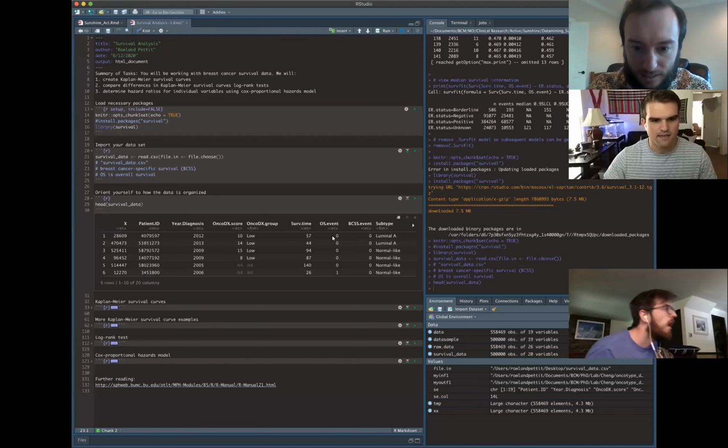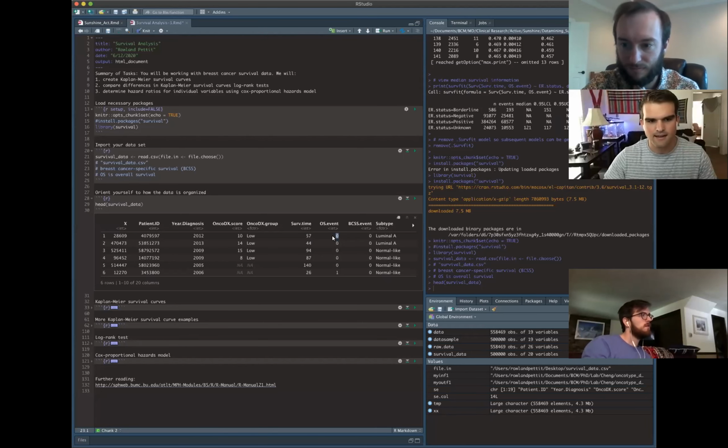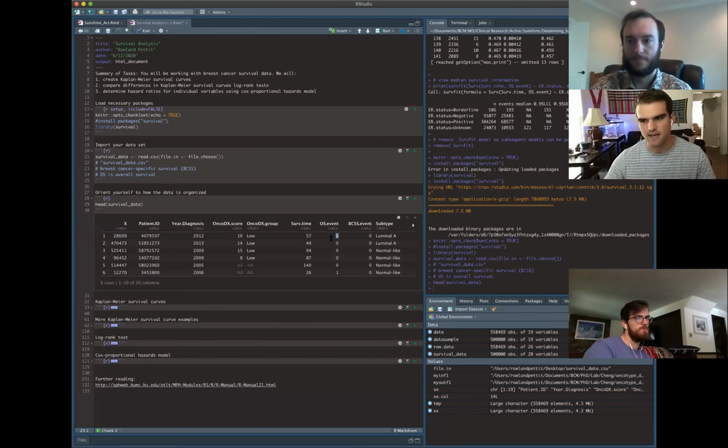But the OS event is 0, meaning that at the time when this study was concluded, this patient 1 had survived 57 months without dying. So we don't know when they die. All we know is that there were 57 months that they didn't die. And the nice thing about Kaplan-Meier is that it accounts for that, and that doesn't actually end up skewing your data.